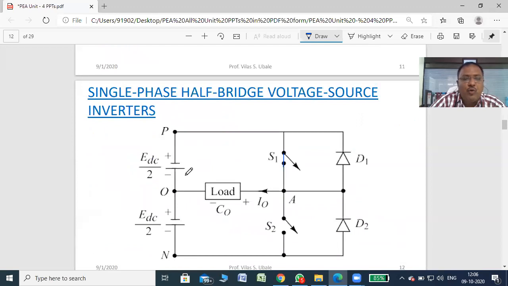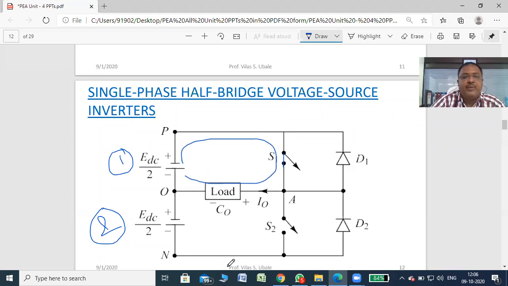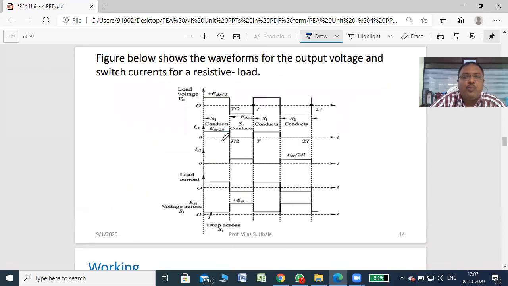The current starts to flow from the positive terminal of the first battery, of Edc by 2, and this is the second battery we can say. So if S1 is on, current starts to flow through the load, S1, and back to the battery. At this time when it switches on, we will get an output voltage like this. This is the first part when S1 is on.